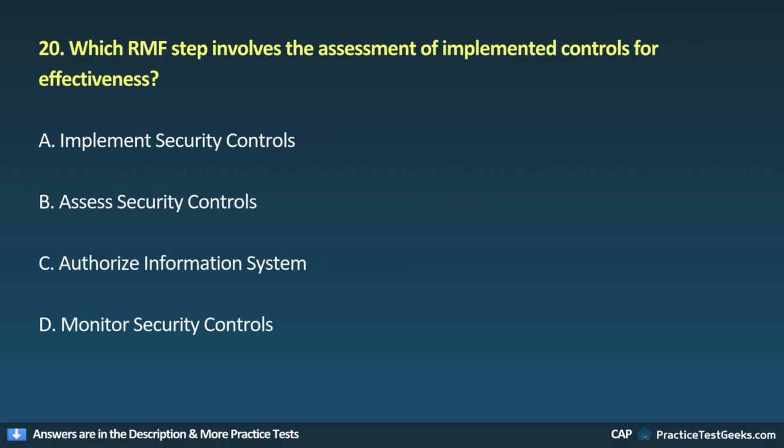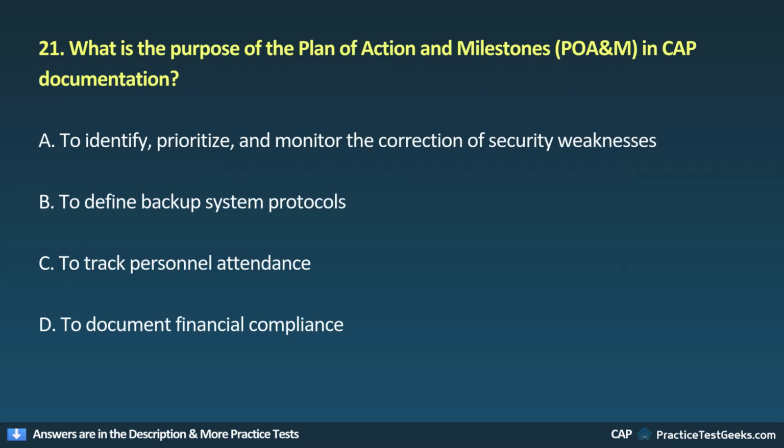20. Which RMF step involves the assessment of implemented controls for effectiveness? A. Implement security controls. B. Assess security controls. C. Authorize information system. D. Monitor security controls.